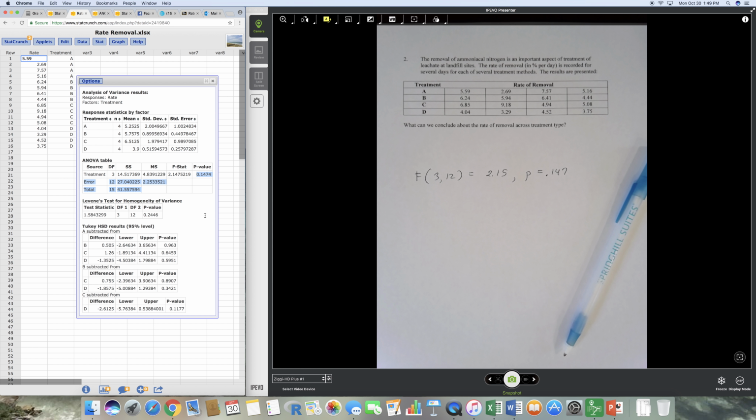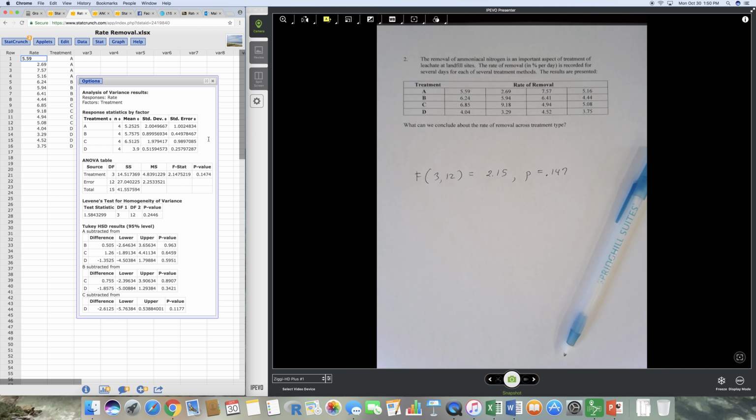So guys, if this was part of something that you were doing for your job, and you really were concerned about this, there would be no reason to suspect that there's a difference in rate of removal across treatment. However, you can't help, even though it's not significant, but look into your sample data and see that the rate of removal for C and B and even A are quite a bit higher for these four measurements, but you can't generalize it to the population.